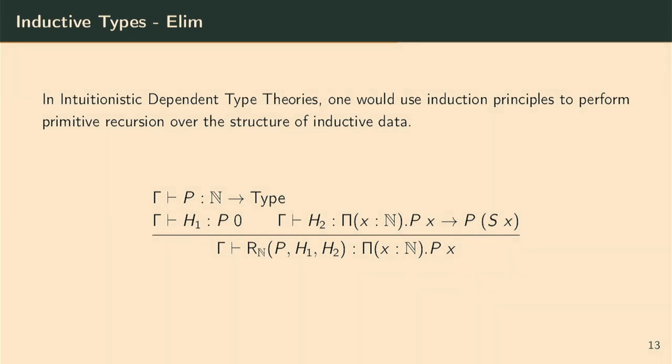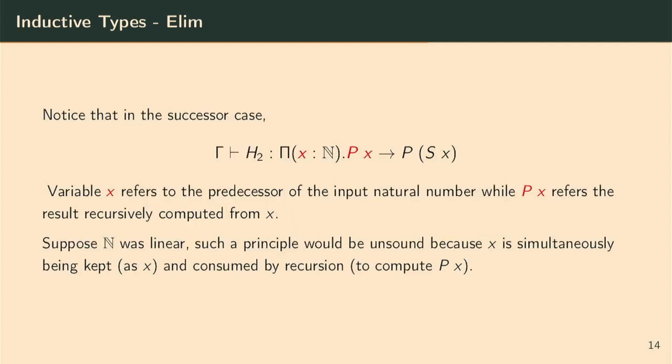So I want to draw attention to this H2, the proof in the successor case or the inductive case. So notice here that the variable X here coming from the predecessor and the PX, which is encoding the sort of the recursive induction step.